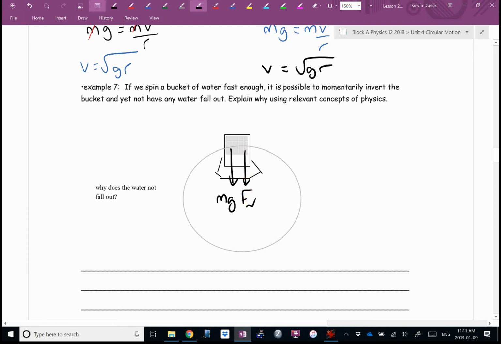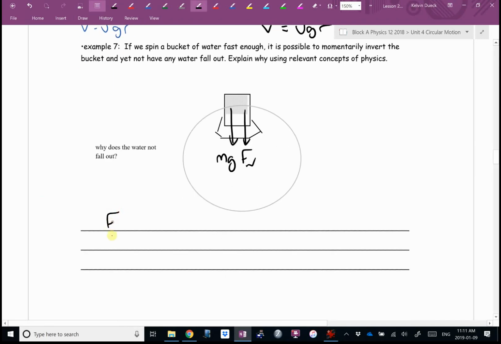What path is this water tracing out? A circle. Acceleration is toward the center. So an equation I have is this. I have normal force plus mg equals m a_c. Normal force plus mg equals mv squared over r. Let's get the normal force by itself. Normal force equals mv squared over r minus mg.